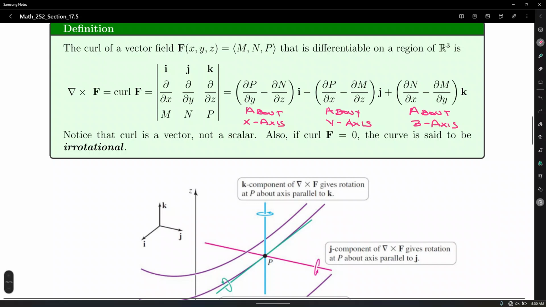So if the curl of F is 0, what do you think it means? There's no rotation at all, right?